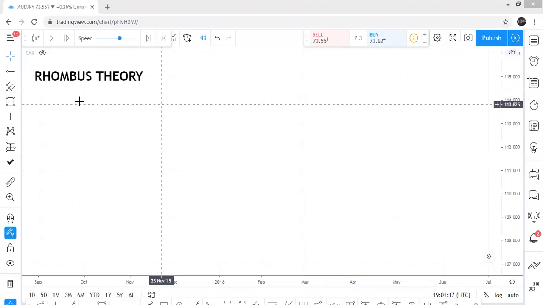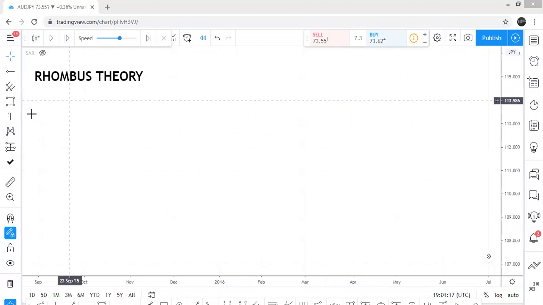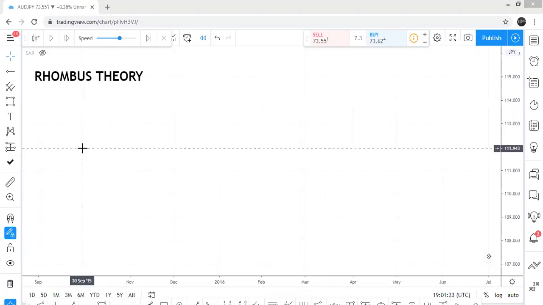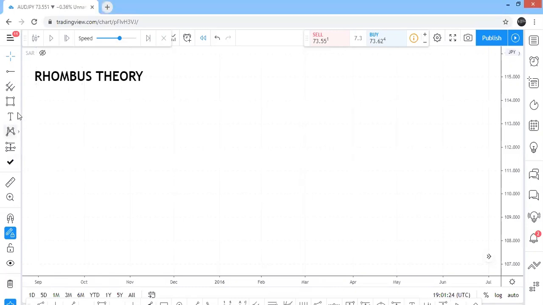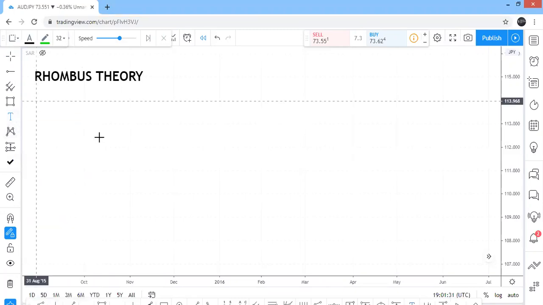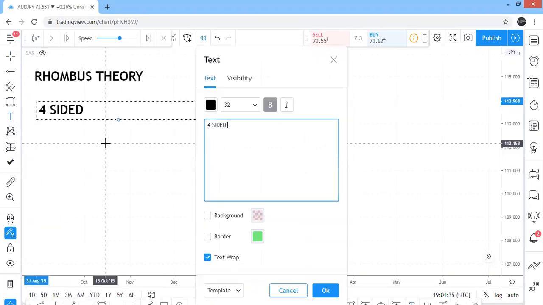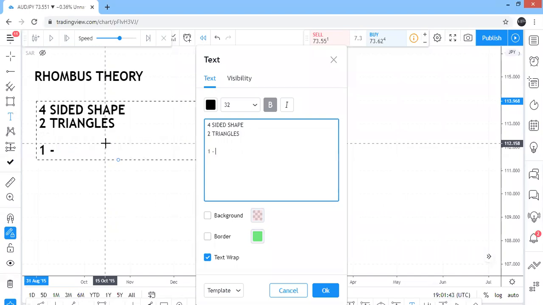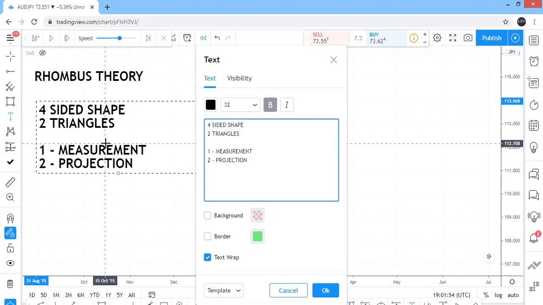So let's get into the rhombus. Rhombus is a 4-sided shape. I don't want to say too much that's in the rhombus mastery course, but I do recommend you get that. So the rhombus is a 4-sided shape, just like the rectangle. Okay, and it consists of 2 triangles. Okay, one triangle is used for the measurement of structure. The other triangle is used for projection of trade.